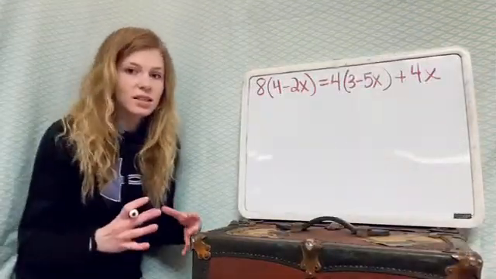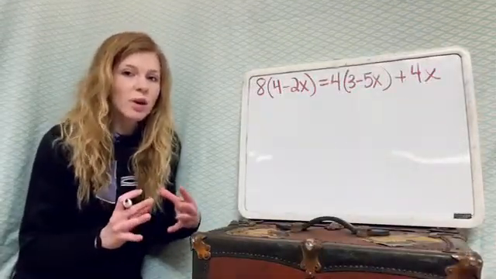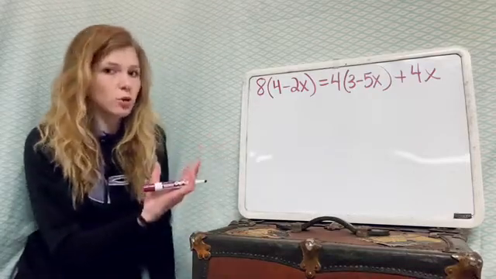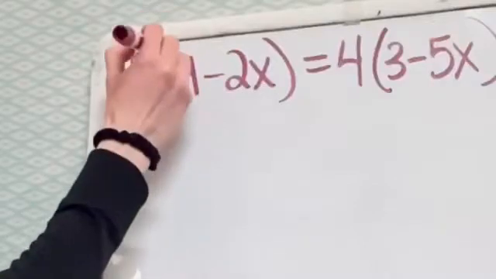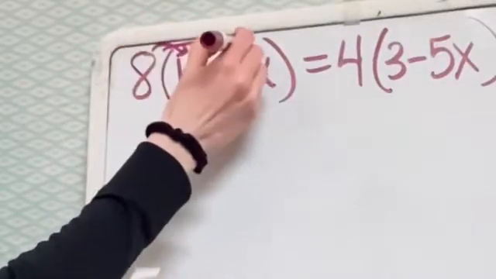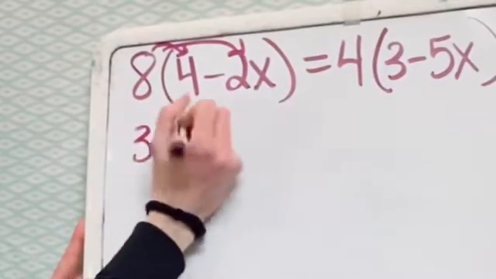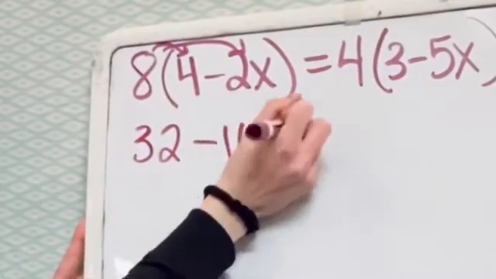For my second example, I'm going to start it the same way I did the first one, and I'm going to take care of these parentheses by distributing. So I'm going to distribute this 8 to the 4 and to the -2x. So that gives me 32 minus 16x.